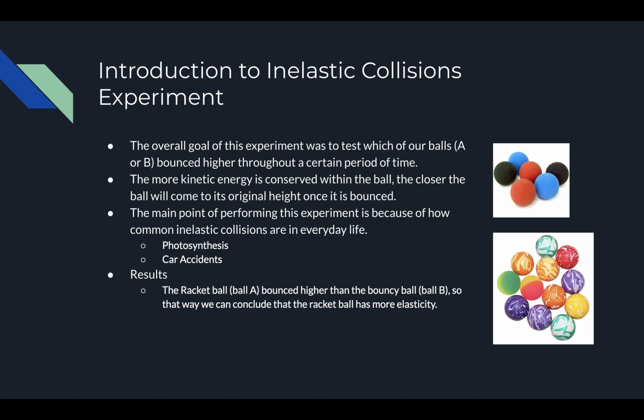So we're going to be measuring when the ball is dropped, how far it comes back. Obviously we know that once the balls bounce, it's going to be an inelastic collision because they're not going to come back up to the same height as they were dropped from. And the main point of why we perform these experiments in general is because inelastic collisions happen commonly throughout life, such as in photosynthesis and car accidents. As a result, in the experiment, the racquetball overall bounced higher than the bouncy ball throughout a certain period of time. So we can conclude that the racquetball has a much higher elasticity rate.